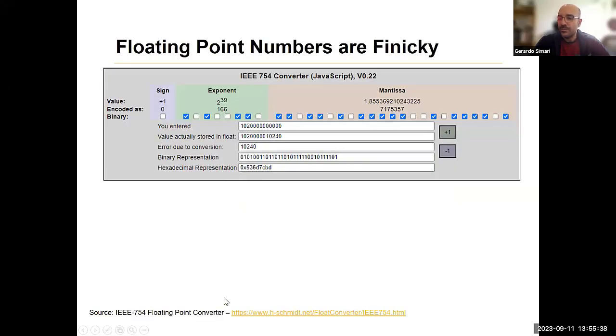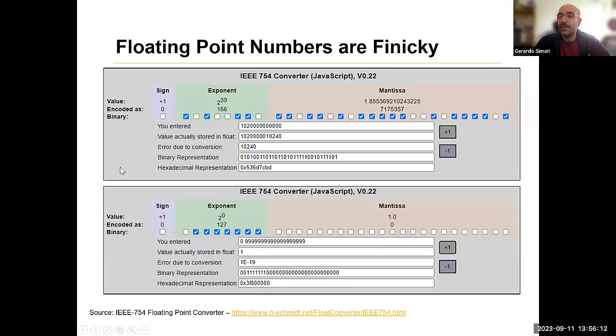Here, if you're interested in playing with this sort of thing, I prepared a couple of examples just to show what this is about. Here's the link. I entered this number just to show, it's a pretty big number, but I threw in a 2 there. And then the value actually stored in the float is this one. The error due to the conversion is 10,000, so it's more than 10,000 off. But in such a huge number, that's probably not a big deal.